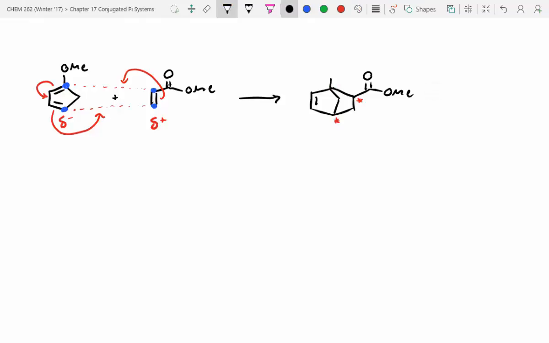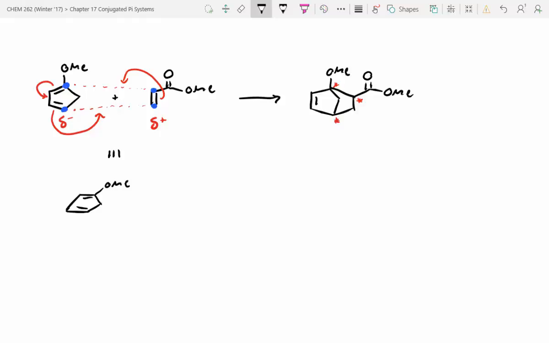I forgot about my methoxy group here. So we still kind of need to define that a bit more carefully. But let's do the side-on view for this docking mechanism, right? So I'm just going to draw these a little bit differently down here. All right, so that's my diene. So that's the side-on view.